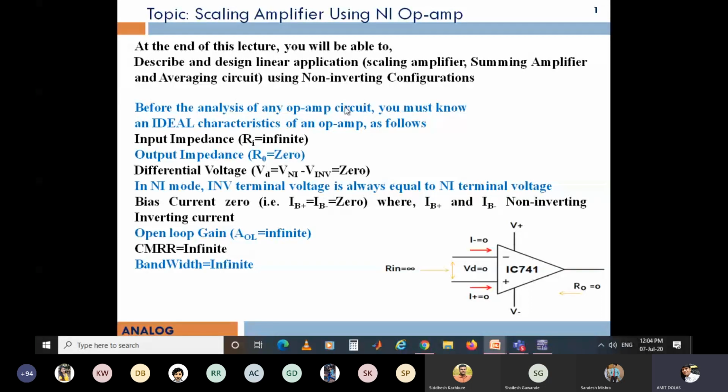Now, at the end of this lecture, you will be able to describe and design linear applications like scaling amplifier, summing amplifier and the averaging circuit using non-inverting configuration. Again, as I mentioned earlier, before the analysis of any op-amp circuit, you must know the ideal characteristics of the operational amplifier, which never change: Ri infinite, R0 0, and differential voltage, which is non-inverting minus inverting, is equal to 0.